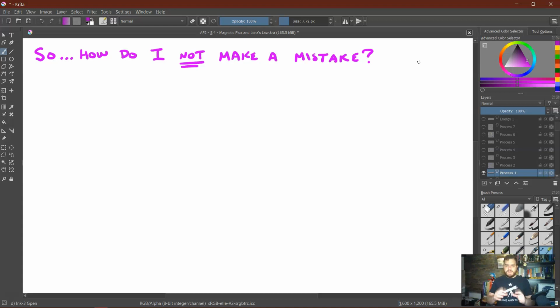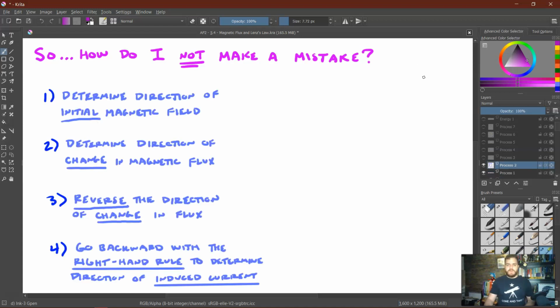When we go through Lenz's law, we need to go one step at a time. There are actually 4 steps we need to go through. 1, we need to determine the direction of the initial magnetic field, the magnetic field that this loop is moving through. 2, we need to determine the direction of the change in magnetic flux. In other words, is the magnetic flux increasing or is it decreasing at some moment in time?